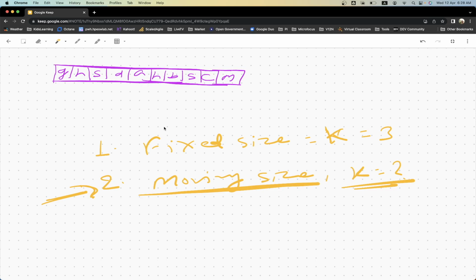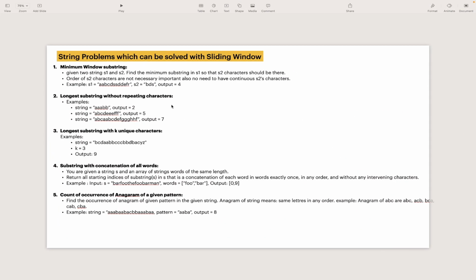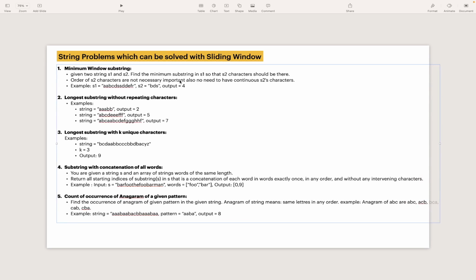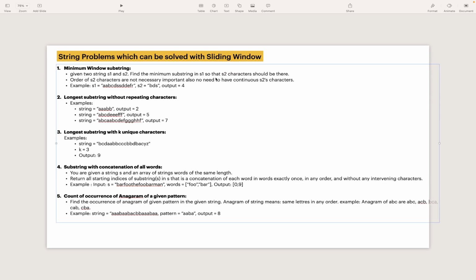Now look at the different kinds of string problems that can be solved via the sliding window technique. The first one is the minimum window substring. I've noted down a couple of examples here and we'll go one by one quickly. So what is the minimum window substring problem? You are given two strings s1 and s2, and you have to find the minimum substring in s1 such that s2 characters are there.